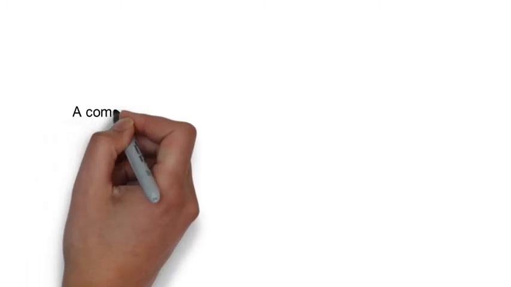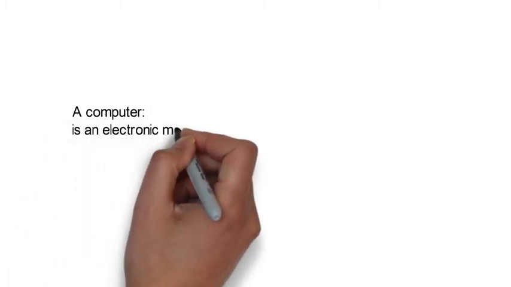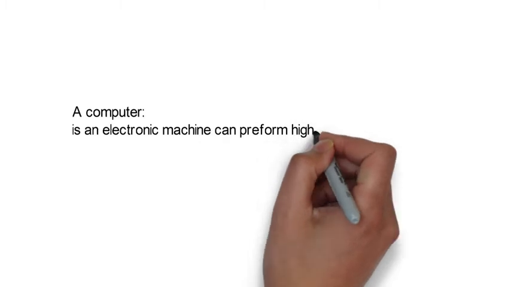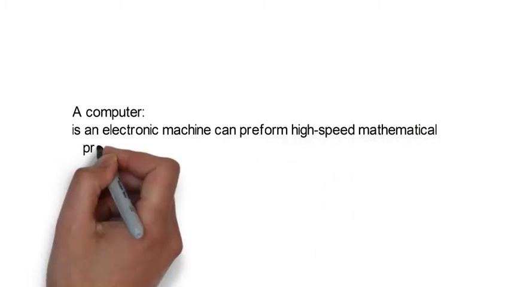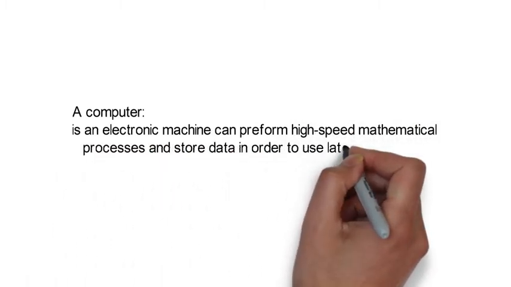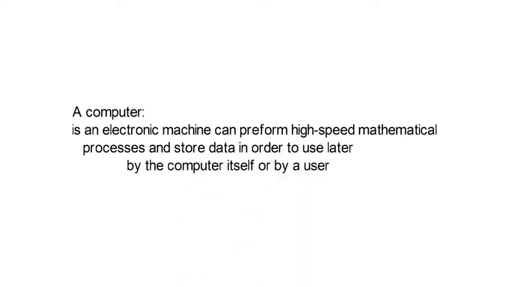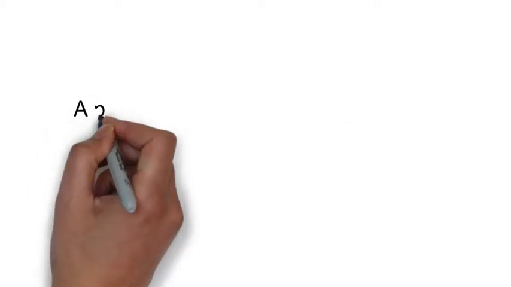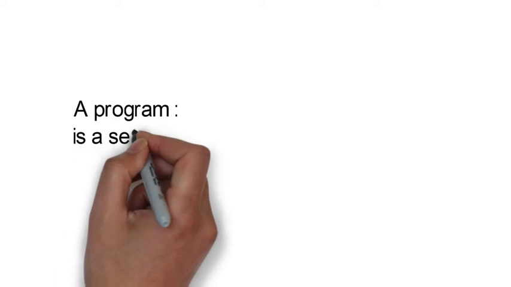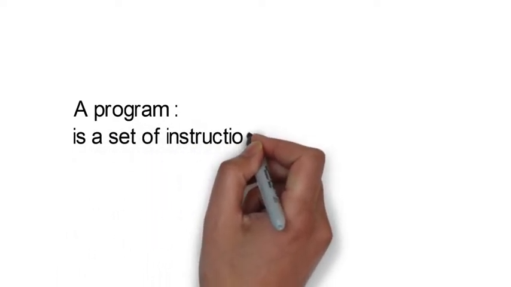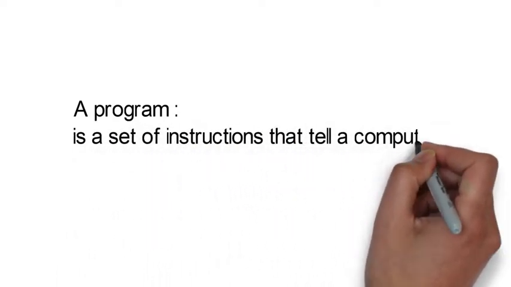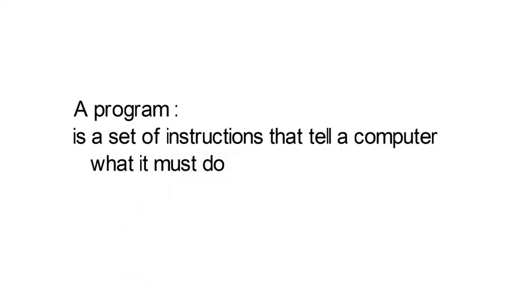The first term is computer. Computer is an electronic machine can perform high-speed mathematical processes and store data in order to use later by the computer itself or by a user. Program is a set of instructions that tell a computer what it must do.